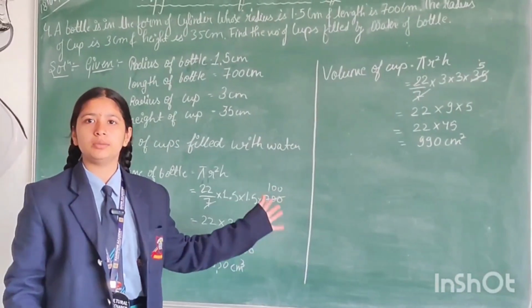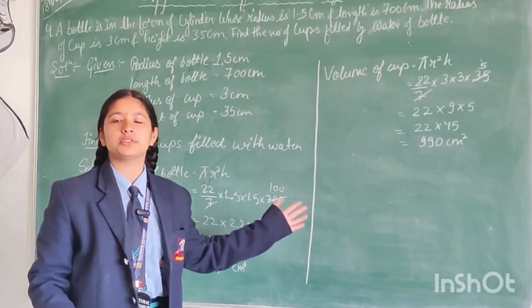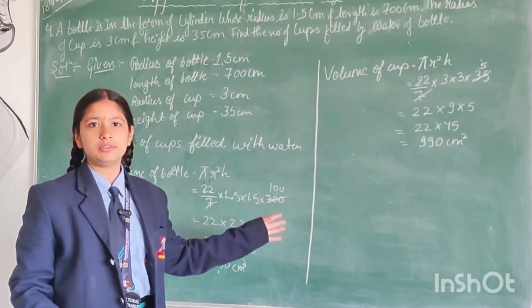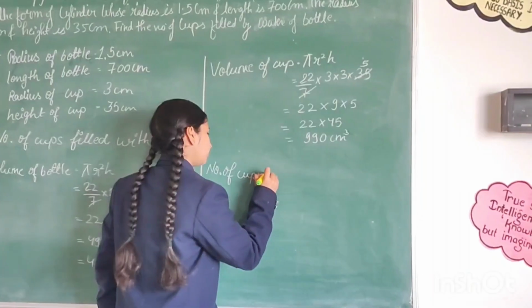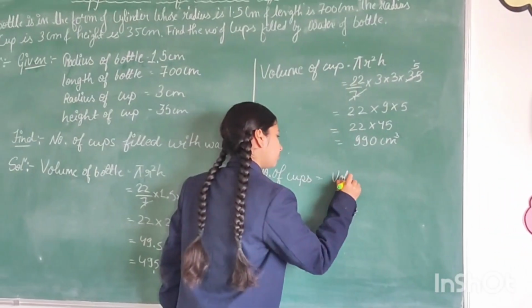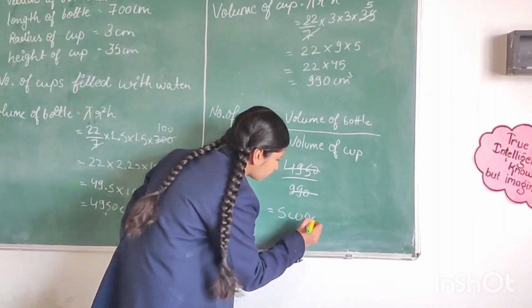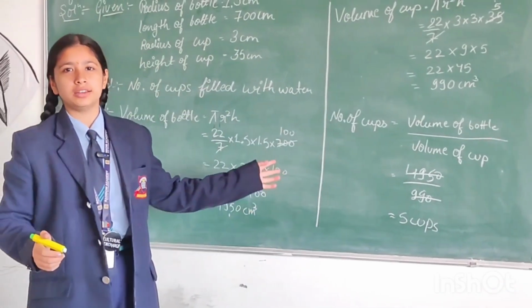Now for finding number of cups filled by the water, we have to divide the volume of bottle with volume of cups. So 5 cups are used to fill water.